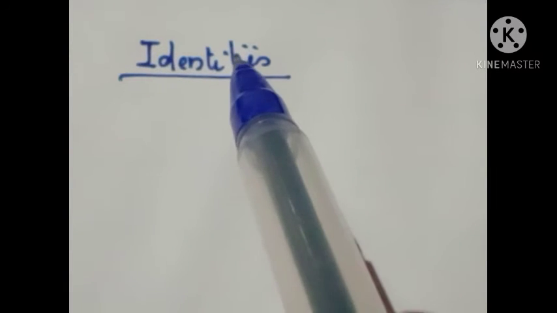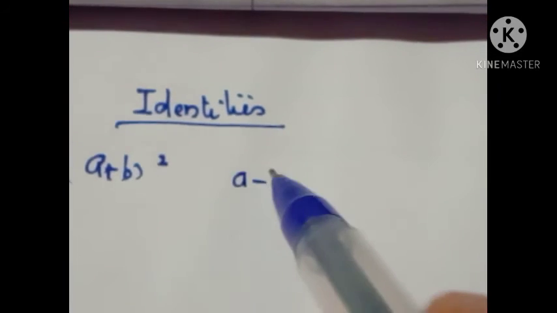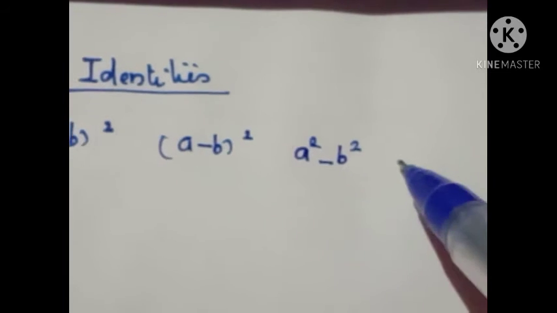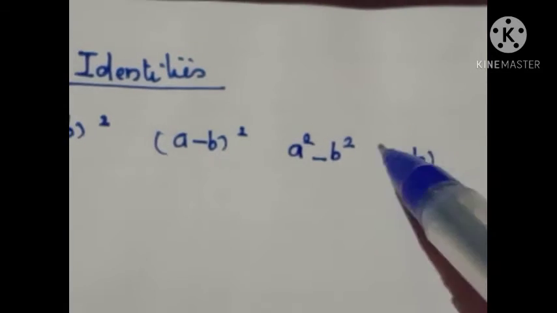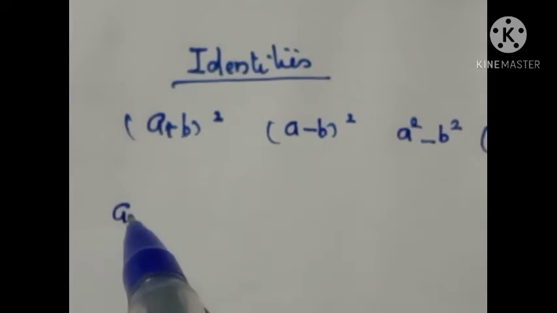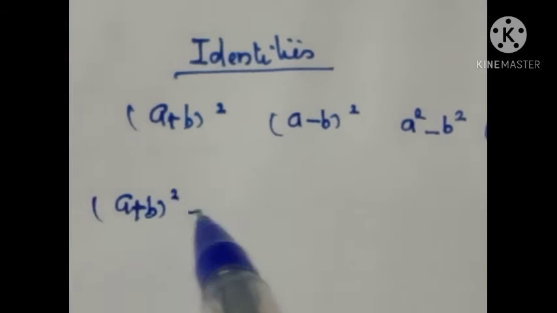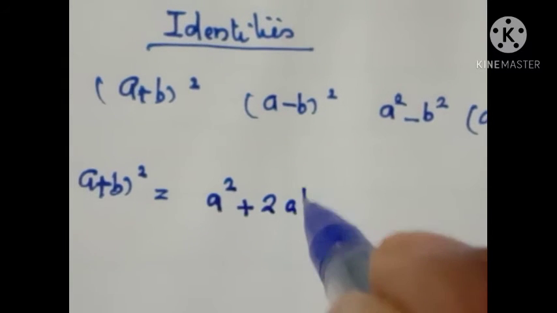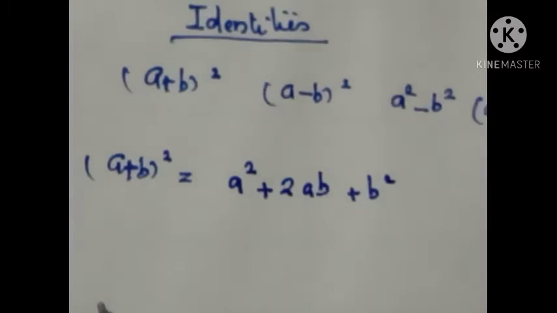In this video, I am going to discuss some identities of complex numbers. We already know some algebraic identities like (a plus b) whole square, (a minus b) whole square, a square minus b square, (a plus b) whole cube, (a minus b) whole cube, etc. What is (a plus b) the whole square? (a plus b) the whole square equals a square plus 2ab plus b square, isn't it?